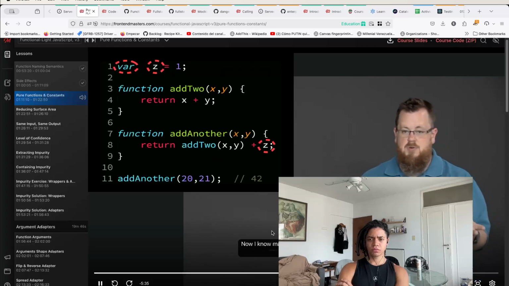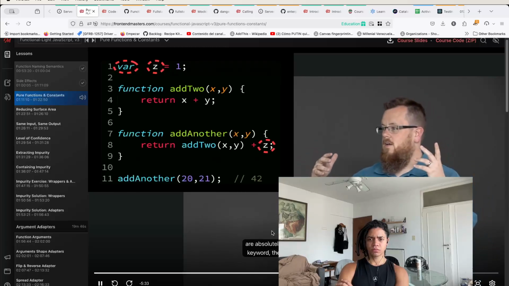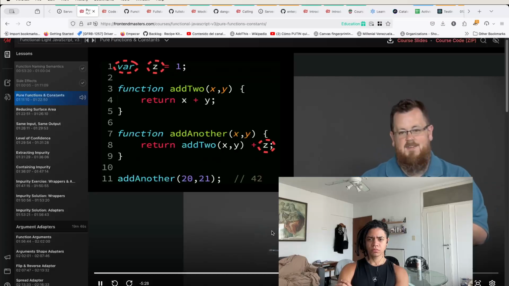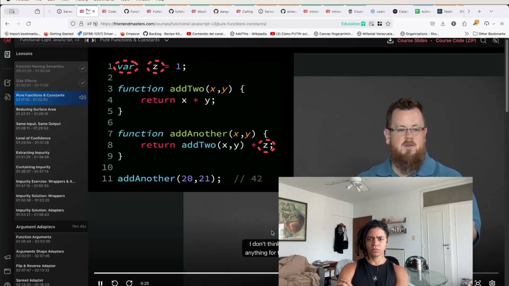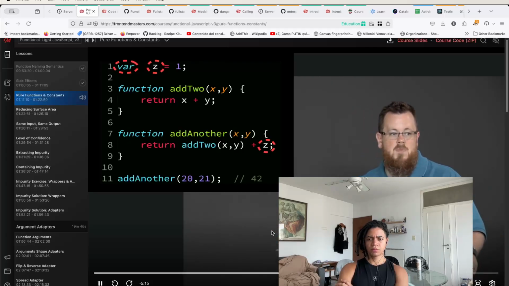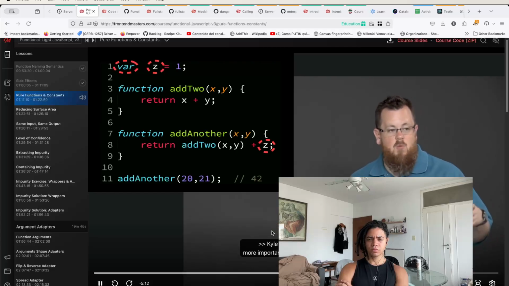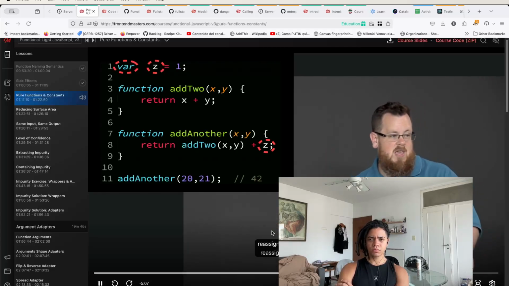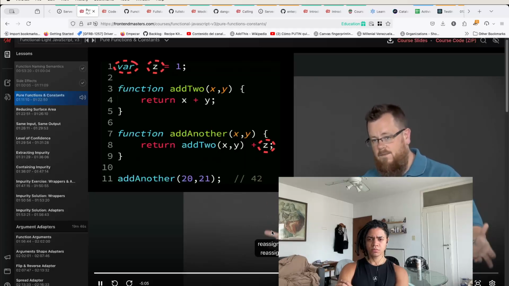Now, I know many functional programmers that are absolutely enamored with the constant keyword. They use it all over. I don't think the constant keyword buys anything for the function. Because the real important key is the variable getting reassigned, not can it be reassigned? And in fact, more important even than whether it gets reassigned or can it be reassigned, is it obvious to the reader that it can't be reassigned, that it doesn't get reassigned? Is that obvious?